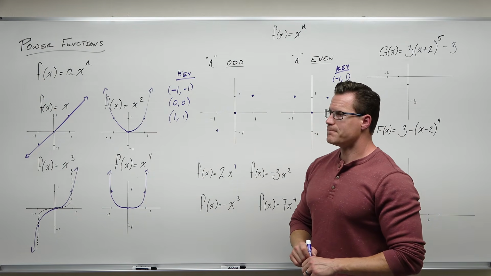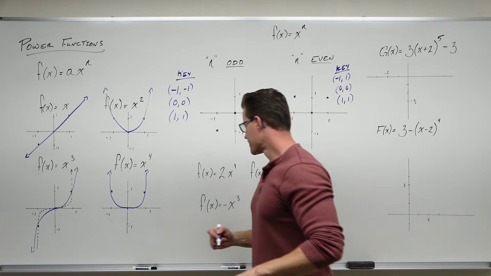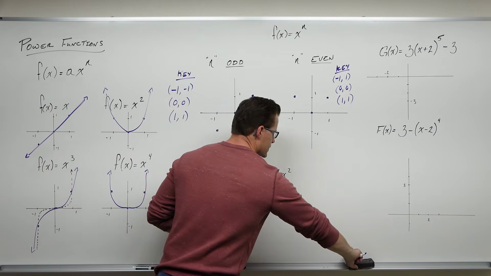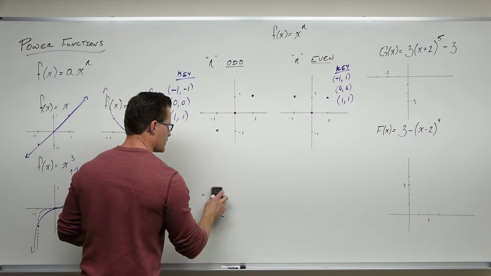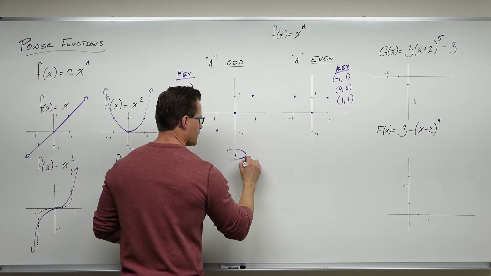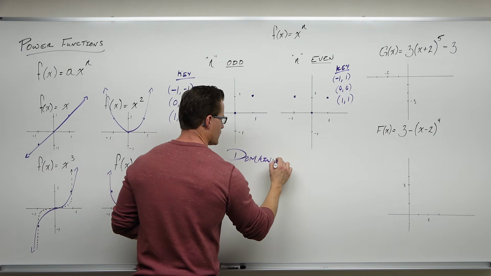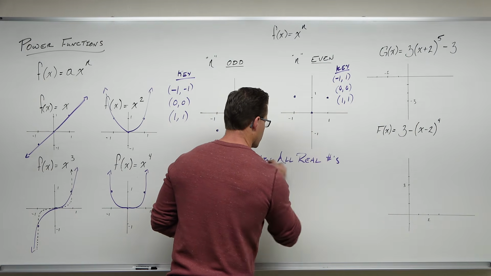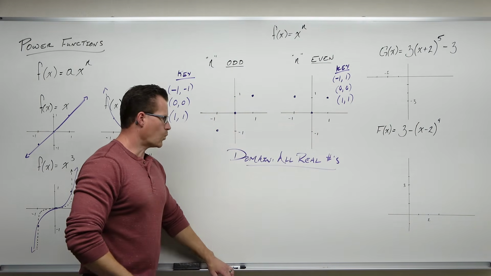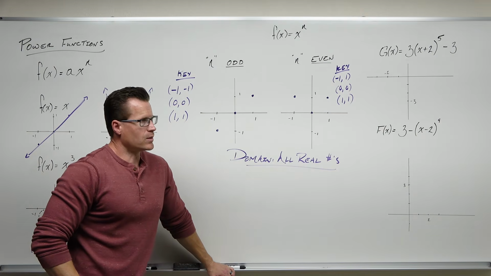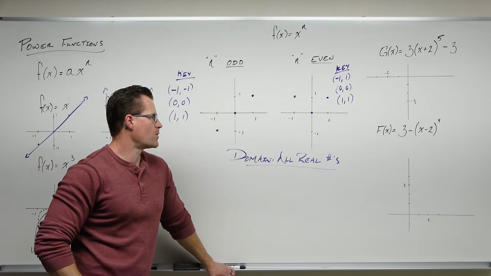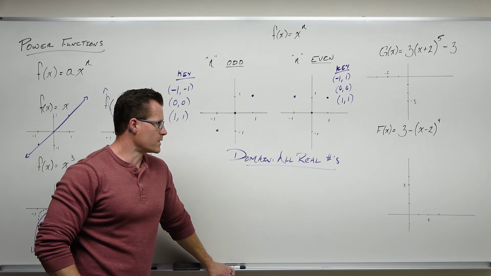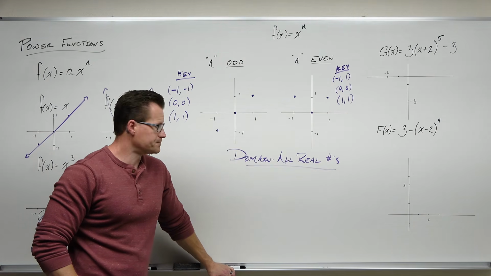As far as our domain, because these come from polynomials, and polynomials have a domain of all real numbers, the domain for all of these is all real numbers. There's not a number that you won't be able to plug in and get something out, get a real number out. So all of them are real numbers. There are no negative exponents, there's no rational exponents, there's no logarithms. Therefore, with these polynomials, you can have all real numbers all the time.